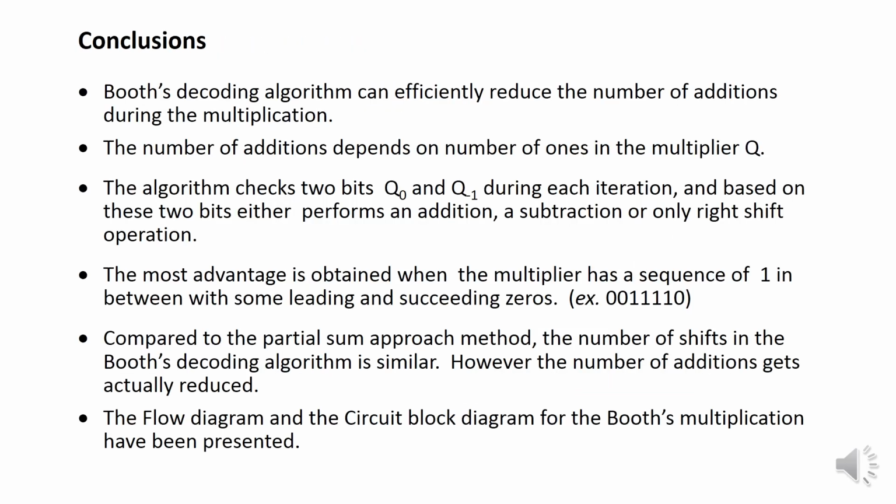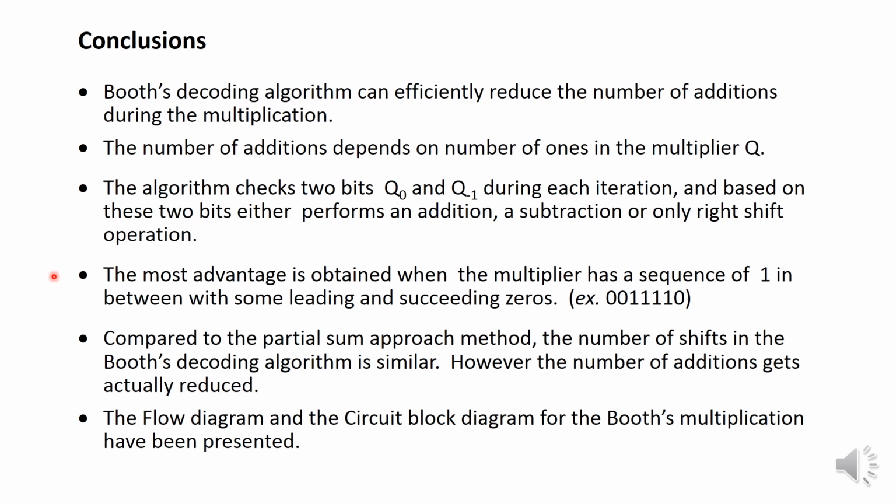So now we are ready for the conclusions. In summary, the Booth algorithm can efficiently reduce the number of additions during the multiplication. The number of additions depends on the number of ones in the multiplier. During the process, the algorithm checks 2 bits, Q0 and Q-1, during each iteration, and based on these 2 bits, either performs an addition, a subtraction, or only a right shift operation.